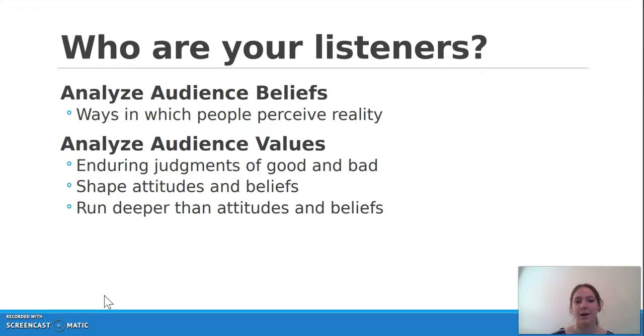So analyzing audience beliefs versus their values. You can't change someone's beliefs, but you can change their actions. So when you prepare a speech, make sure that it's not just heavy on your own perceived reality, but make sure that you really have a lot of influences in it. And don't necessarily come off of one belief.